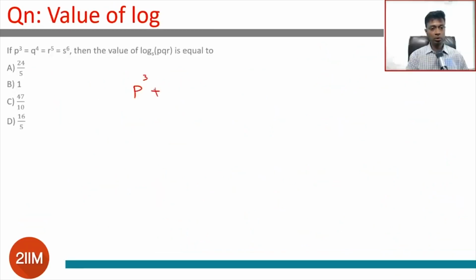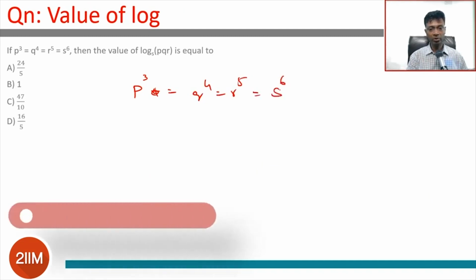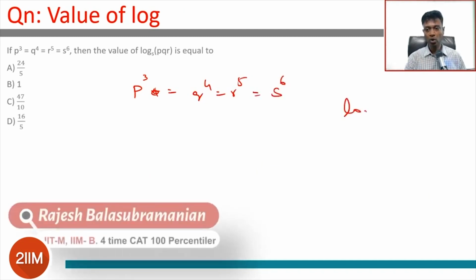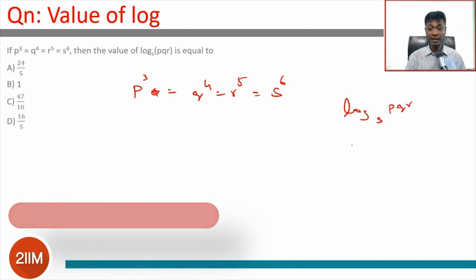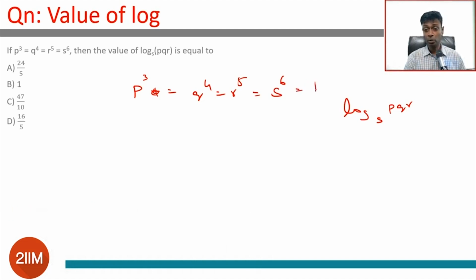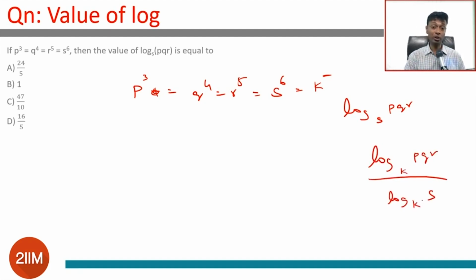P cube equal to q power 4 equal to r power 5 equal to s power 6. The value of log of PQR to the base s. These kind of questions I would usually like to plonk this as equal to k power something, so that everything we can get in terms of k, and then this we can write as log PQR by log s, both to the base k. That is the approach. You get that, you're through.